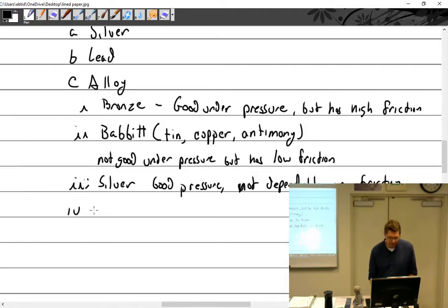And then you have common alloys. What's an alloy? If it's magnesium, it's not an alloy, right? An alloy is multiple different metals. Magnesium is one metal. So an alloy is a mixture of metals.